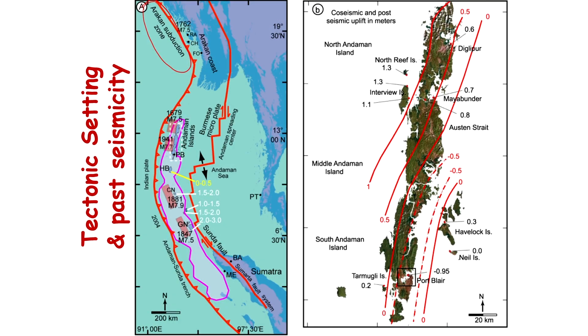And in this diagram, if you carefully look at the pink area, not the violet line, it shows that this whole area got ruptured during 2004, and the length was almost 1300 kilometers. So, this is the rupture area.